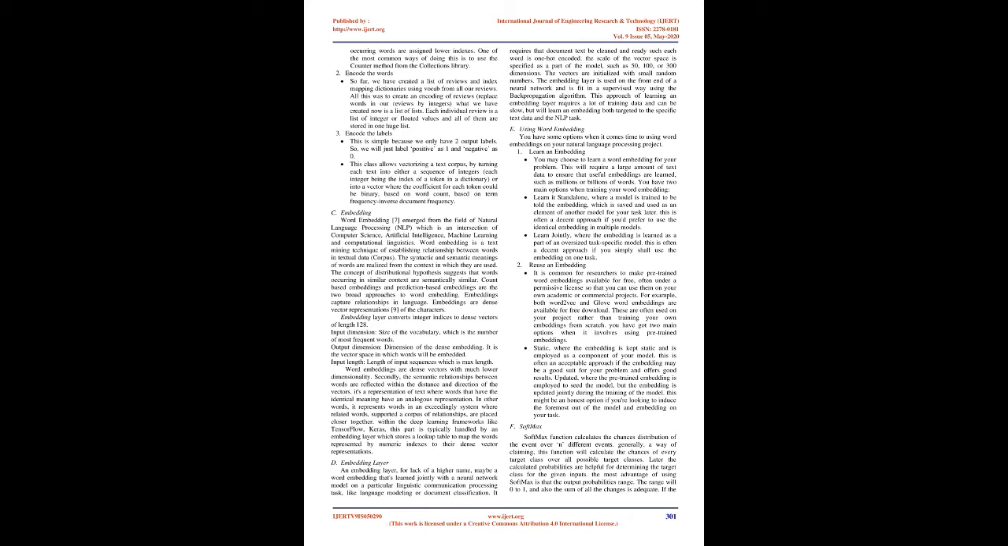Count-based embeddings and prediction-based embeddings are the two broad approaches to word embedding. Embeddings capture relationships in language. Embeddings are dense vector representations of the words. The embedding layer converts integer indices to dense vectors of length 128. Input dimension: the size of the vocabulary, which is the number of most frequent words. Output dimension: the dimension of the dense embedding. It is the vector space in which words will be embedded.